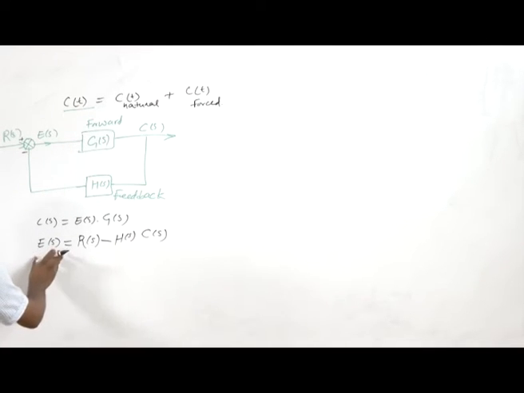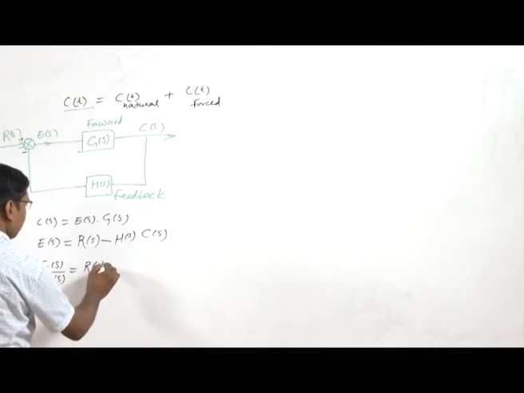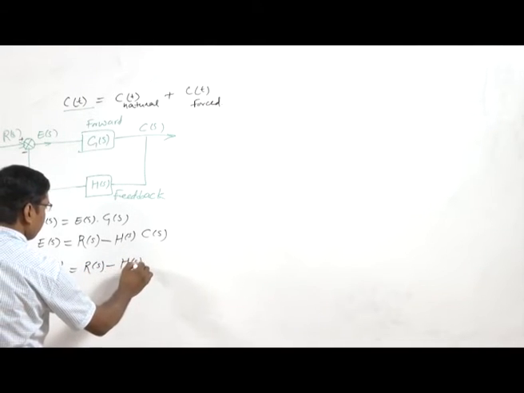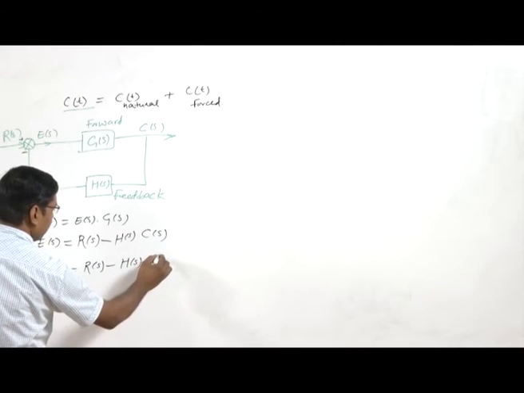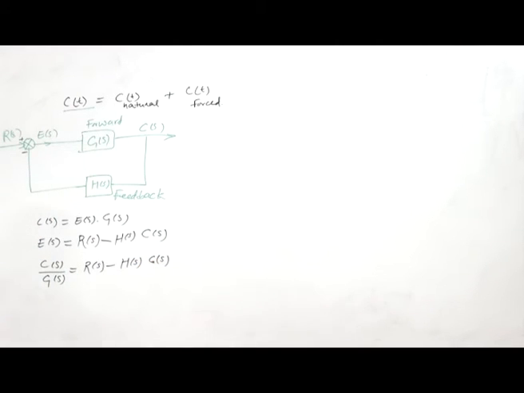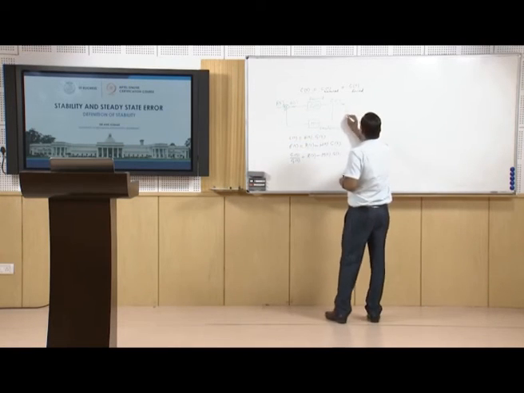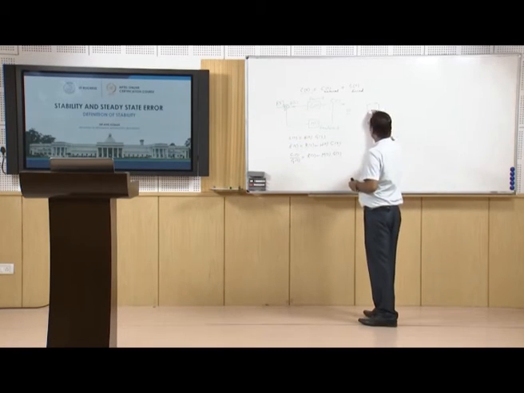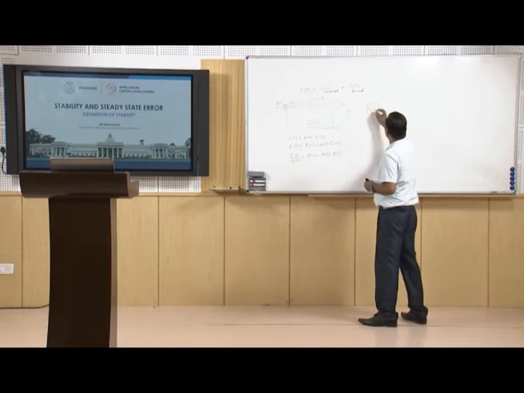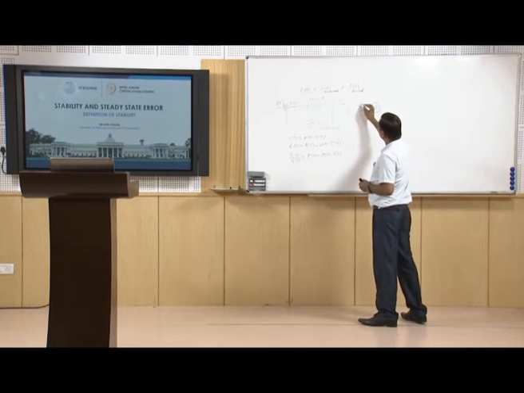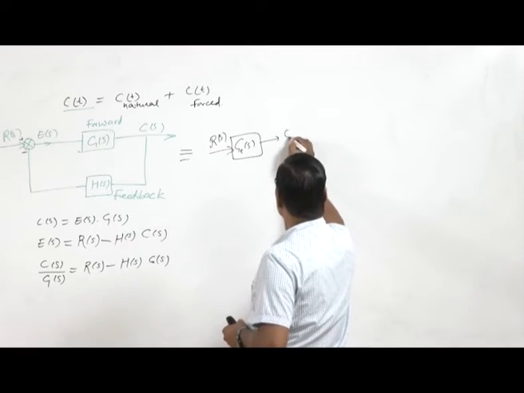So we can replace this E(s) with C(s) by G(s). So here we can write C(s) by G(s) equal to R(s) minus H(s)C(s). So we want to find C(s) by R(s). We want an equivalent transfer function GE(s) where there is input R(s) and output C(s).